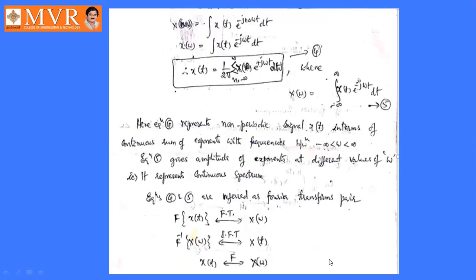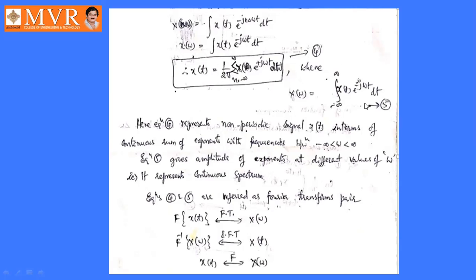So referring to equations 2 and 3, we get x of n delta omega equal to limit T naught tends to infinity integral xp of t into e power minus jn delta omega t into dt, or x of n delta omega is equal to integral x of t into e power minus jn delta omega t dt, or it is equal to integral x of t into e power minus j omega t dt. Or we can write this as x of t equal to 1 by 2 pi integral minus infinity to infinity x of omega into e power plus j omega t d omega, where x of omega is integral minus infinity to infinity x of t into e power minus j omega t dt.